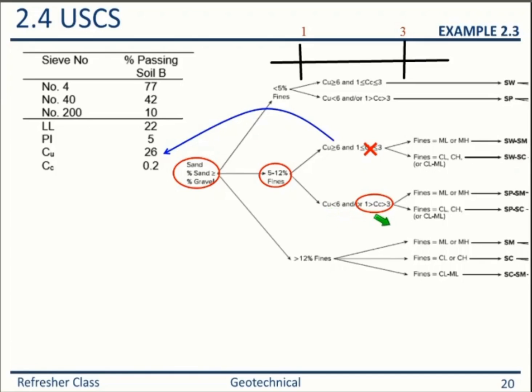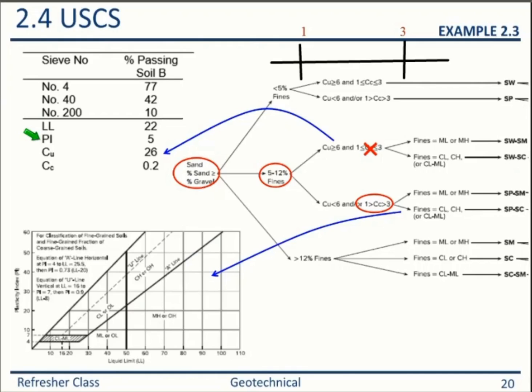So from here, if you look at here, you have a soil classified as ML, MH, CL, CH, or CL-ML. So this means you need to look at the Casagrande plasticity chart because you have got liquid limit and PI. So if you go to the Casagrande plasticity chart, your liquid limit is 22, 20 is here, just on the right of 22 is there, and your PI is 5. That is your 4, that is your 7, so 5 should be just above the 4.